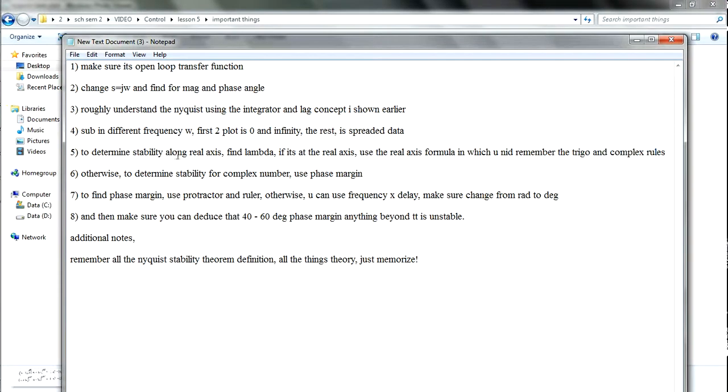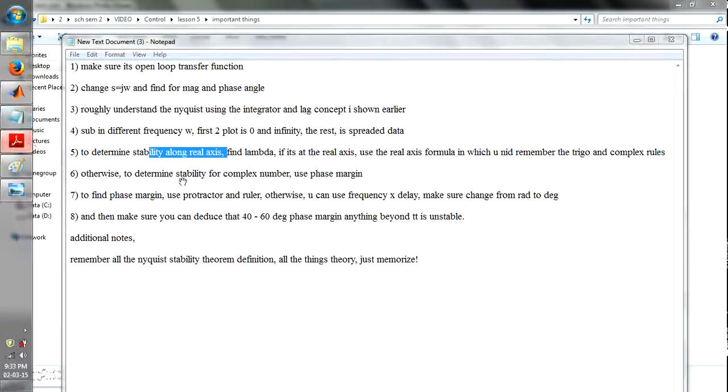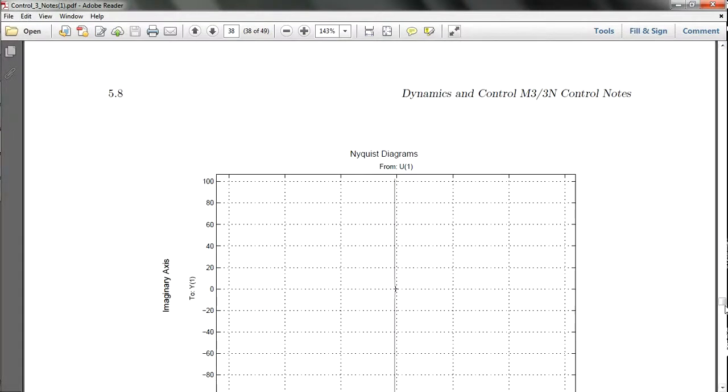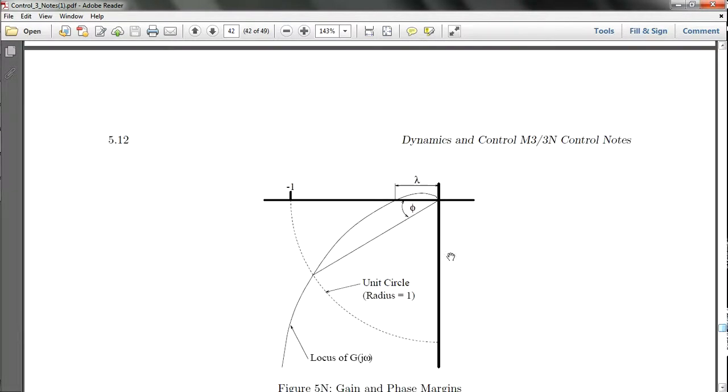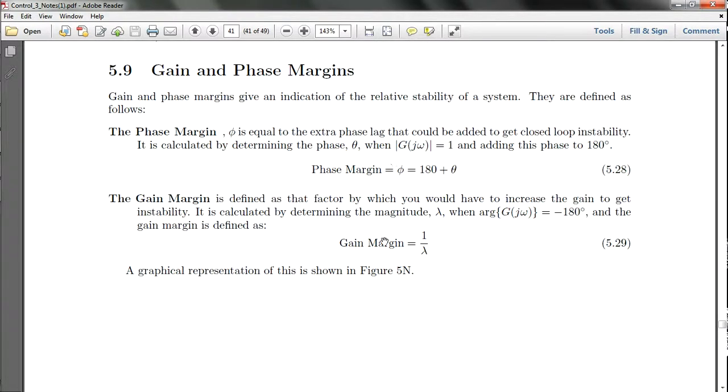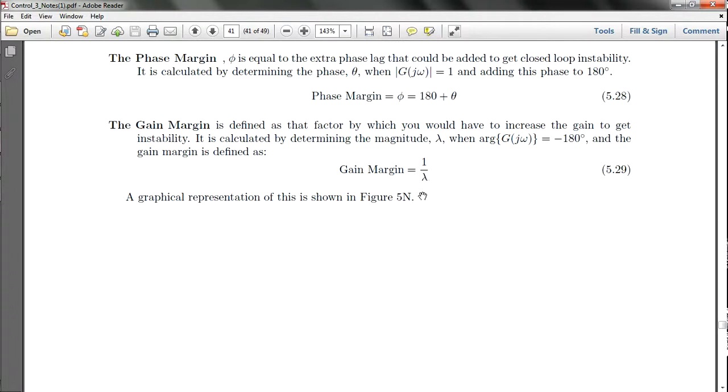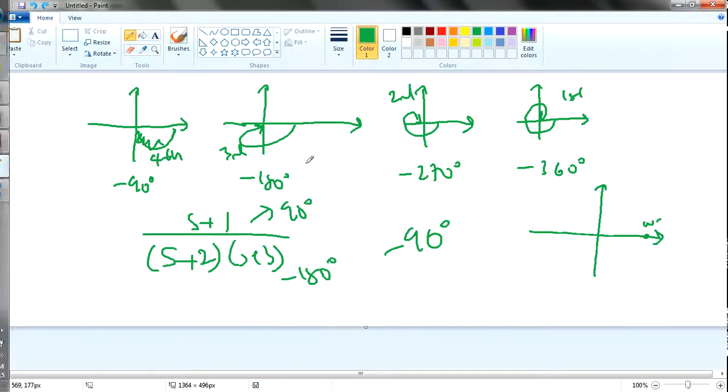After which, why do we want to determine the real axis? Because we want to find the lambda. The lambda is your value from the origin to this place. The smaller your lambda, the higher your gain margin. You want your gain margin and phase margin to be high. The higher the phase margin and gain margin, the more stable you are.